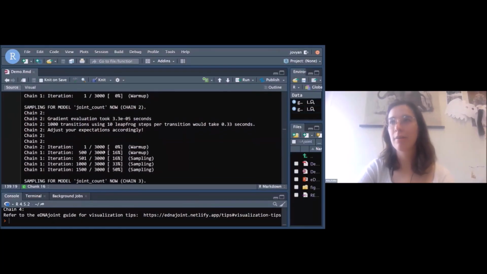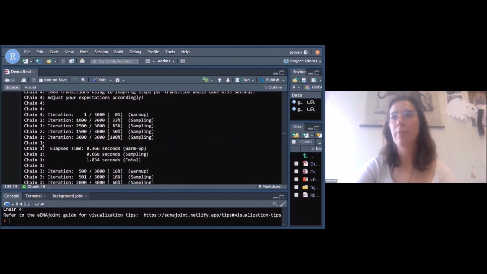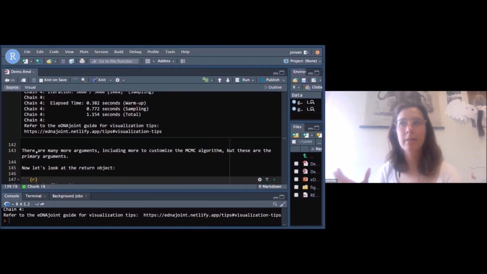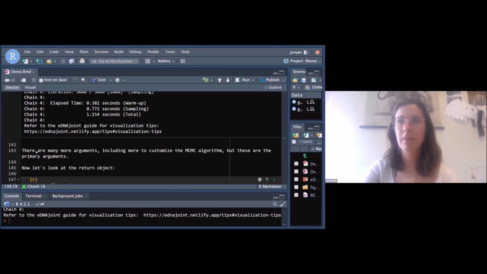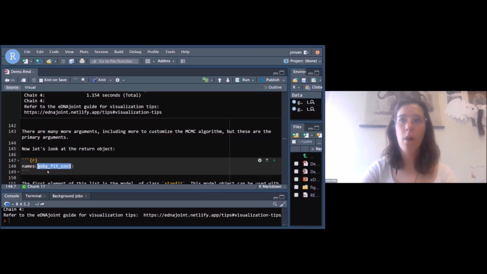You can see the algorithm running, going through the warm-up samples and the actual sampling samples, and we can see all of our 4 chains running in parallel. There are many more arguments to this function. Most of them are related to customizing the MCMC algorithm, but the ones that I went through are really the primary arguments that you'll want to be thinking about. So the return object for that function is this object, goby fit cove1.